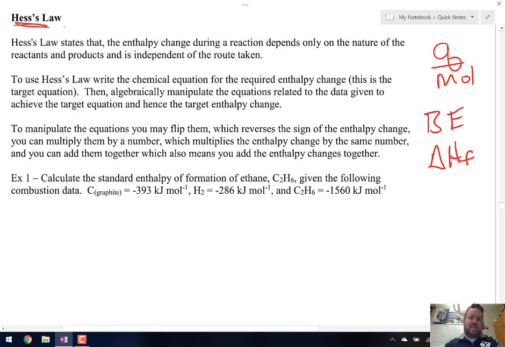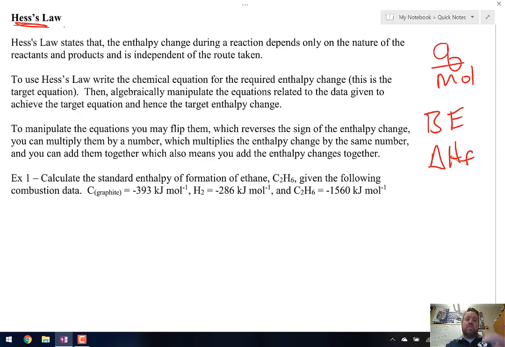Hess's law states that the enthalpy change during a reaction depends only on the nature of the reactants and the products and is independent of the route taken. What that means is that you can manipulate chemical equations to make them work for what they're asking you about. To use Hess's law, you write the chemical equation for the required enthalpy change. So they're going to give you an equation. They're going to say, what's the enthalpy change for this reaction?